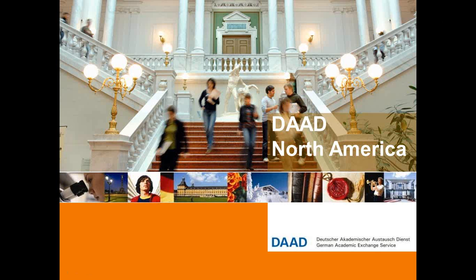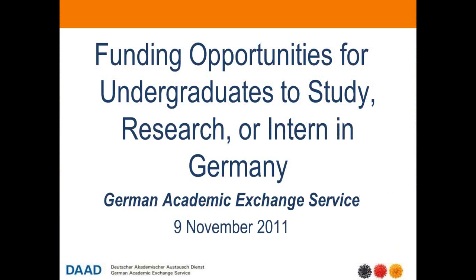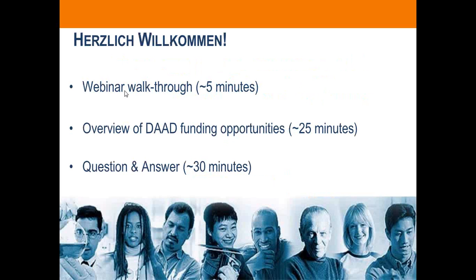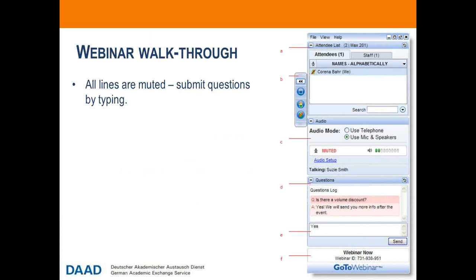We're delighted that all of you could join us today for the webinar on undergraduate opportunities for study, research, and internships in Germany. Before I get started, I am going to do a little bit of a webinar walkthrough to talk to you about how to use this webinar software if that's not something you've done before. Then we'll move on to an overview of DAAD funding opportunities as well as a really exciting opportunity through a partner organization called the Universities of Applied Science 7. They have a SIP internship and study program that we have Kim Sims, colleague, on the line to talk about as well. And then we will have a question and answer session.